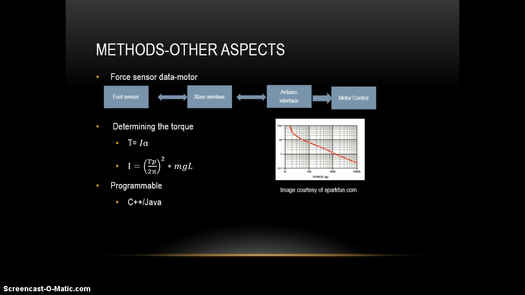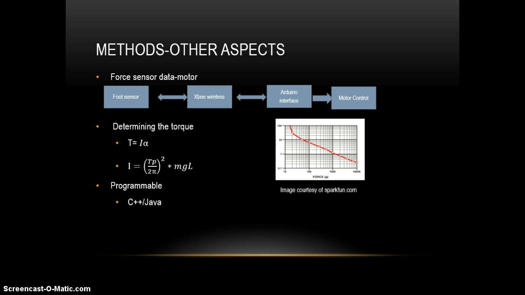All right, so there's other things that went into this whole process. Once the foot sensor receives the data, it's going to send it to this XBee wireless communication protocol, and then the XBee is going to use a microcontroller called an Arduino, and that in turn is going to control the motor.